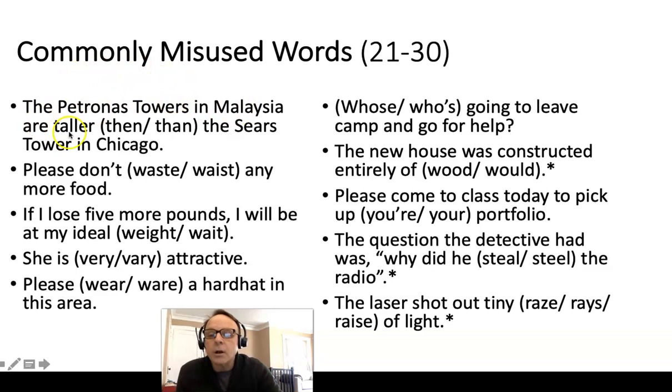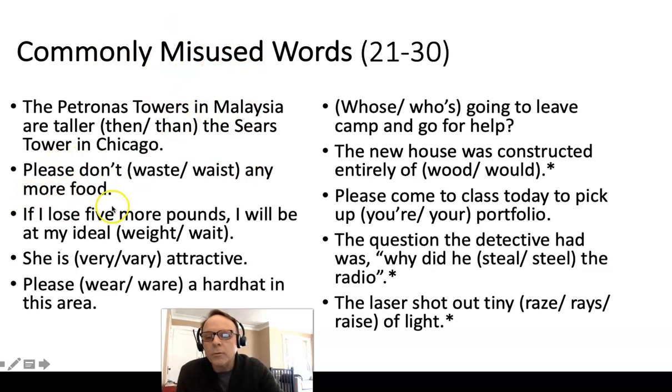Petronas Towers in Malaysia are taller than the Sears or the Willis Tower in Chicago. Then or than? Then has to do with time, and than, T-H-A-N, has to do with a comparison. If you're making a comparison, taller than, you're going to use the second one.